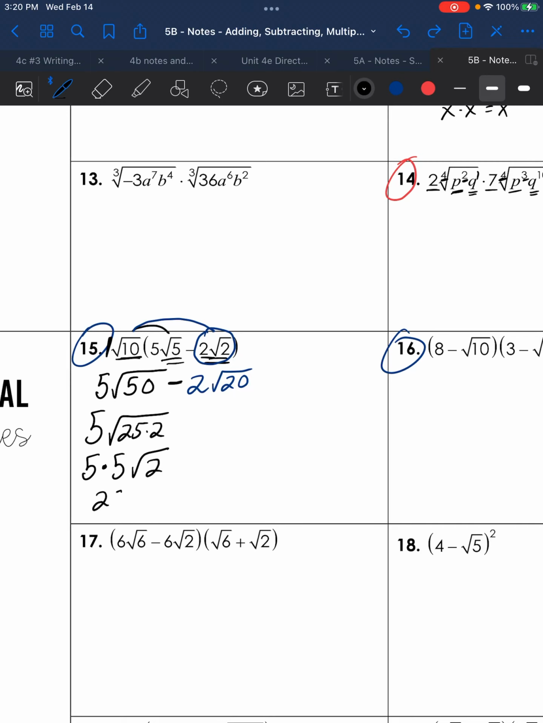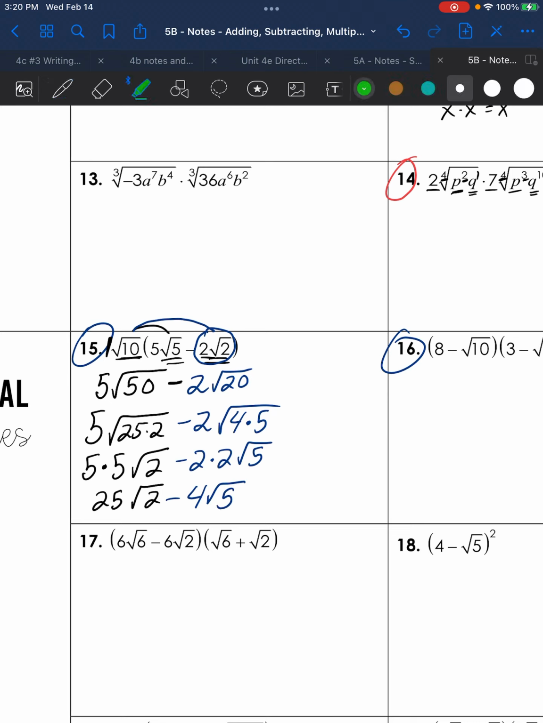And I know I've said this in class, I want to say it again. If there's steps here that you can skip, go ahead and skip them. You don't have to show every single step. I'm just doing that so hopefully I don't lose you. Square root of 20, the biggest perfect square is 4 times 5. And square root of 4 is 2. And 2 times 2 is 4.